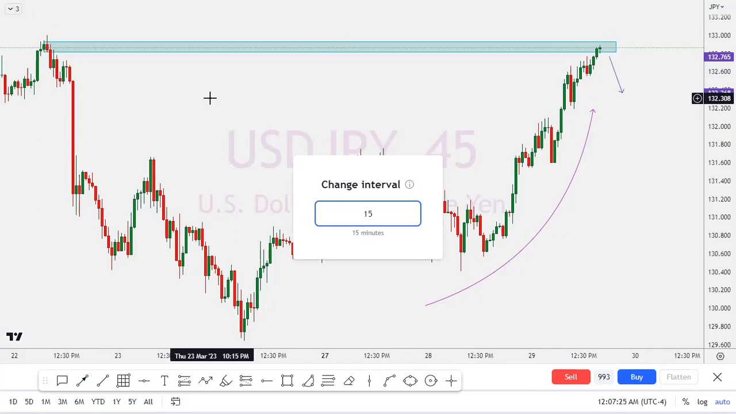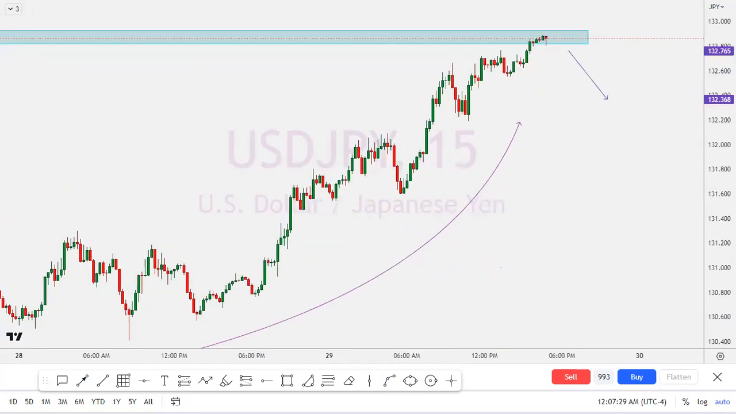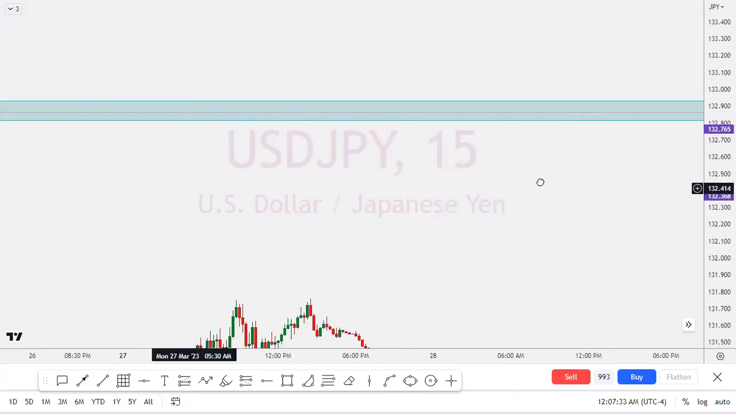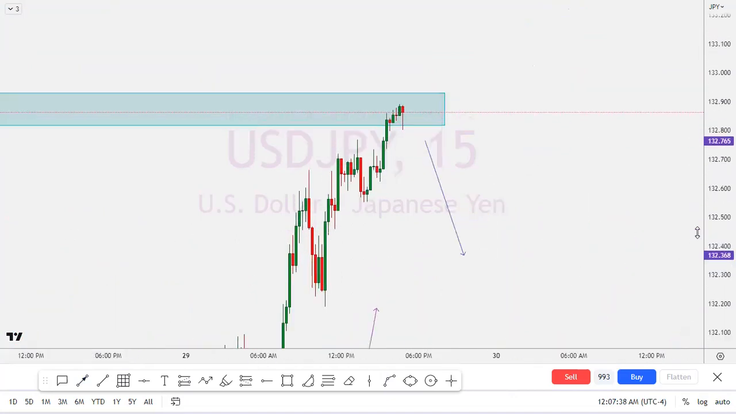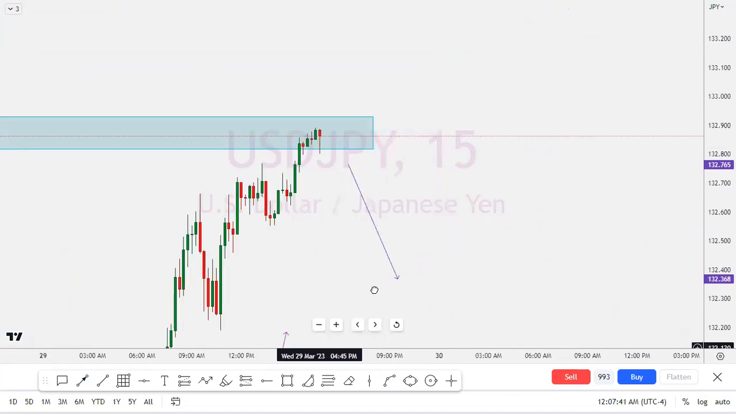Trying to look for the entries. Okay, this is 45 minutes, which was my medium time frame. Now let me look at this. So this is the, let me try to check this. Okay, yes. So look at this from this 45 minutes bearish order block, this one.